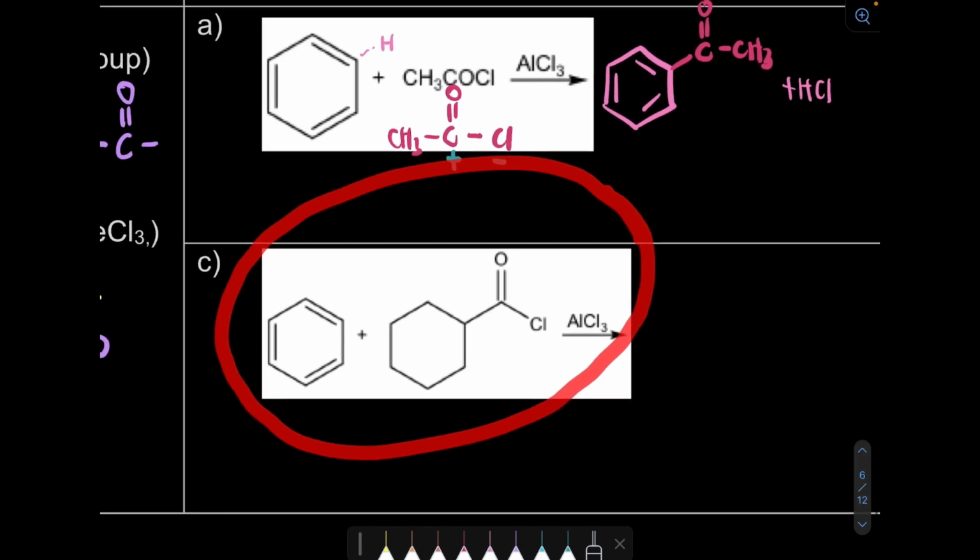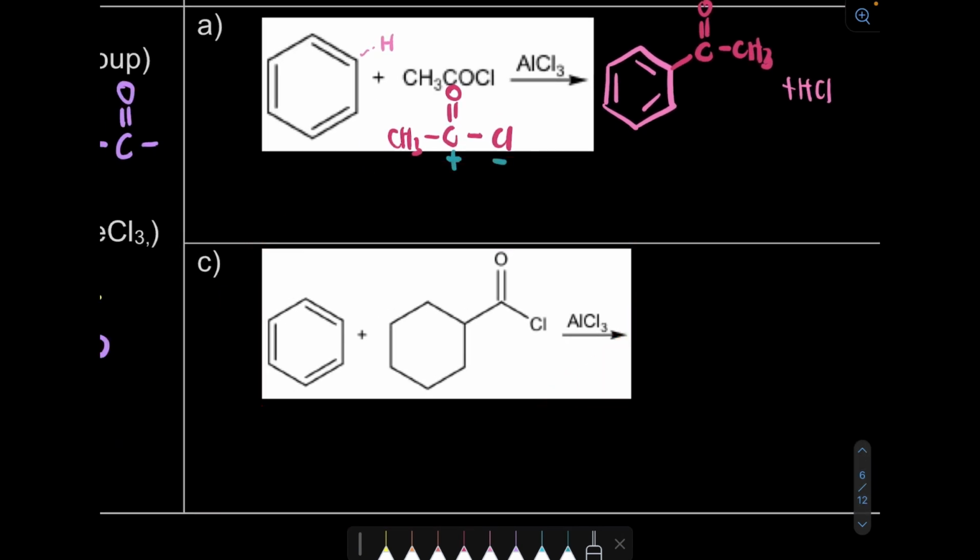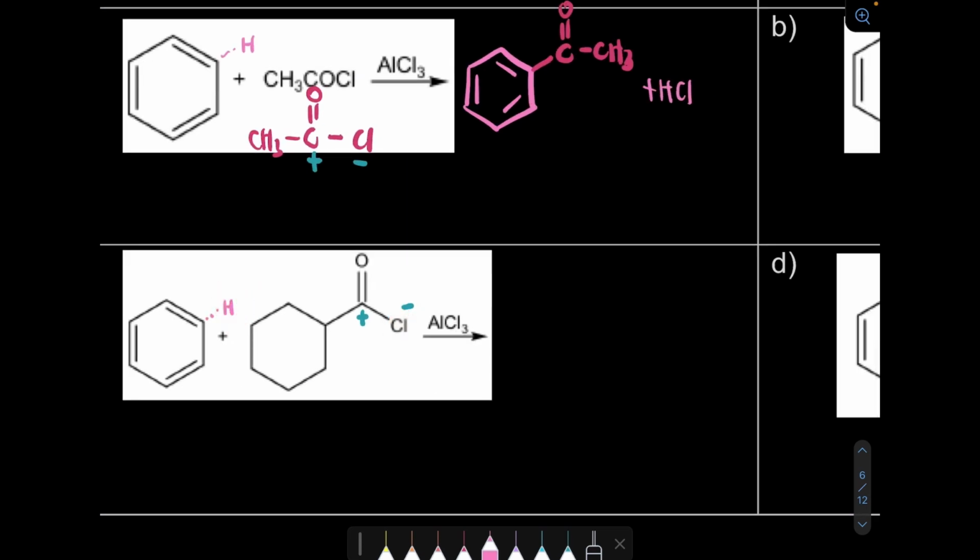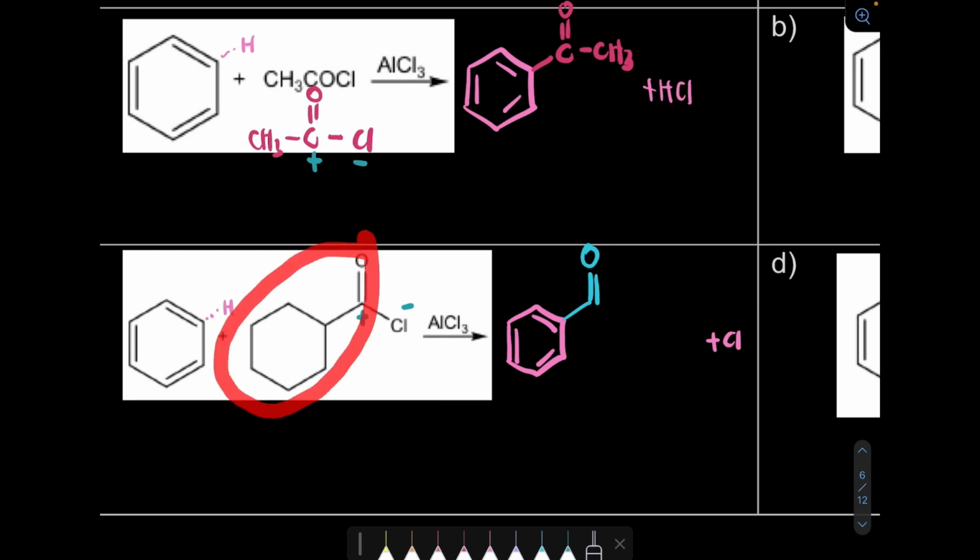Okay, now let's look at example C. So we look at our acyl chloride. So positive charge again on C double bond O. So hydrogen will attach with chlorine. Hydrogen will react with chlorine. So what will happen is C double bond O. So here is our carbon attached to double bond O, and then the carbon double bond O is attached to cyclohexene. Okay, so this is the product for question C.